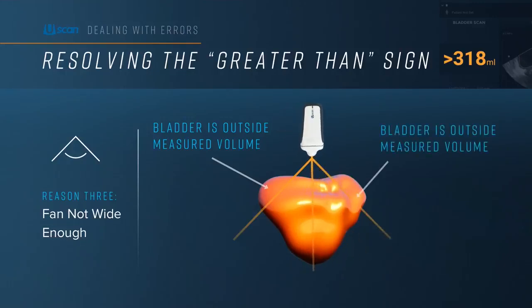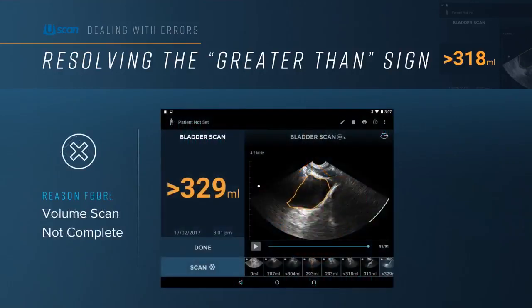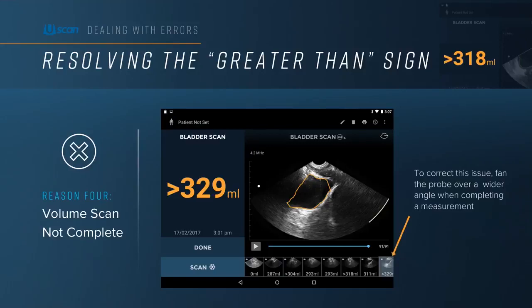If the last image in the sweep contains an image of the bladder, as in this example, the USCAN will assume you did not pass all the way through the bladder and give the greater than sign.